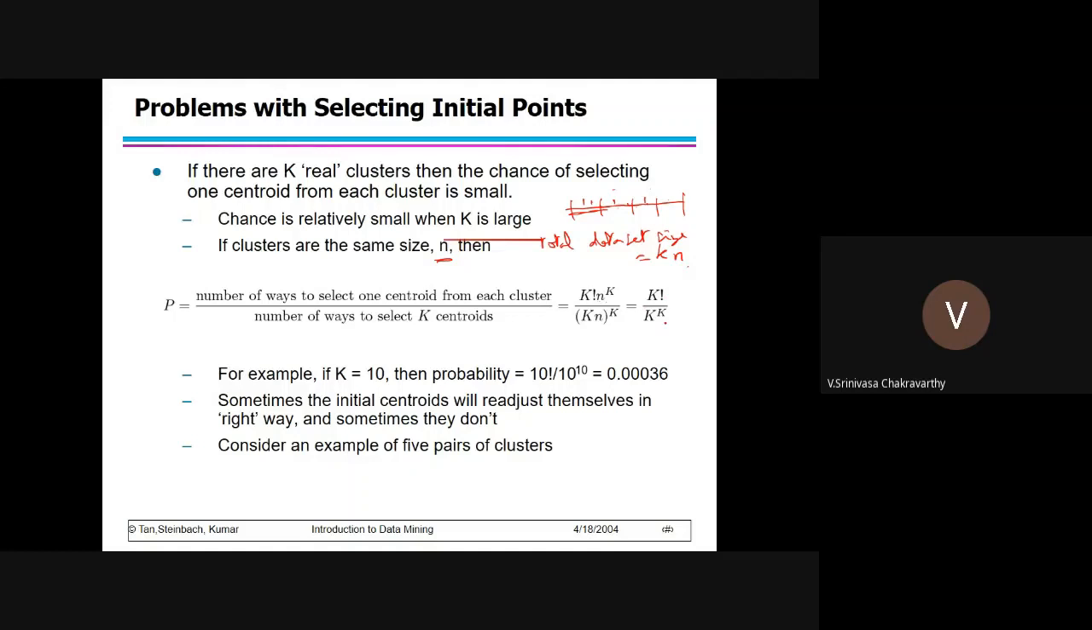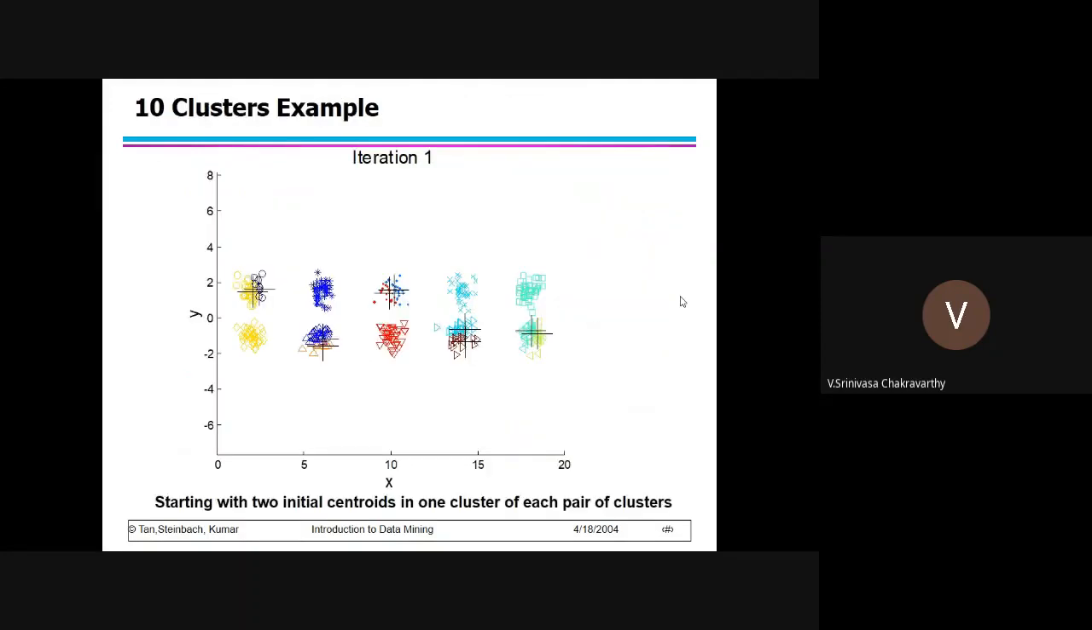This is a very small number. This number decreases very rapidly as you increase k. Note that it doesn't depend on n, it depends only on k, the cluster number. So if k equals 10, this number becomes 10 factorial by 10 power 10, that is 0.00036. So basically, it's bad news. What it is saying is the probability of selecting centroids initially in an ideal way is pretty small. So you just hope your luck favors you and you get a good set of initial clusters.